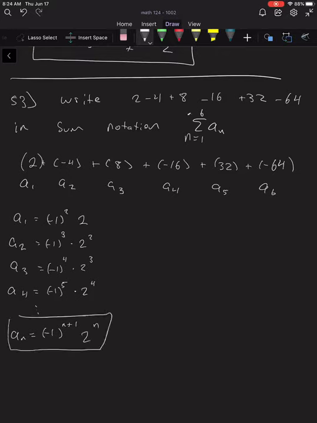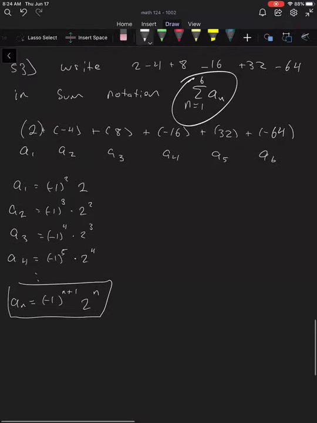So we said we wanted to find this sum. So basically what we can say then is our sum is actually equal to this. Sum n equals 1 to 6, minus 1 to the n plus 1, 2 to the n.